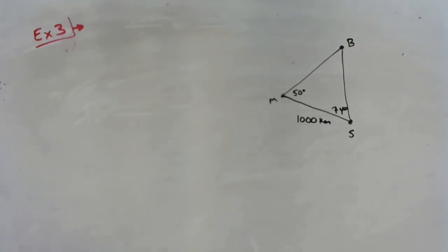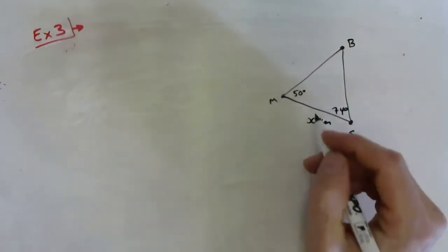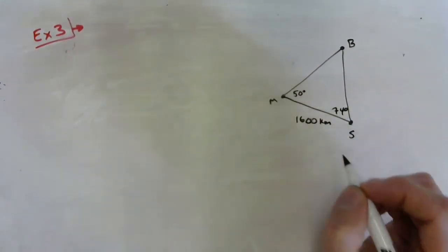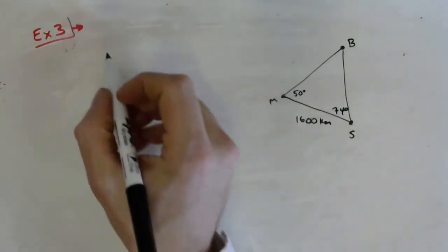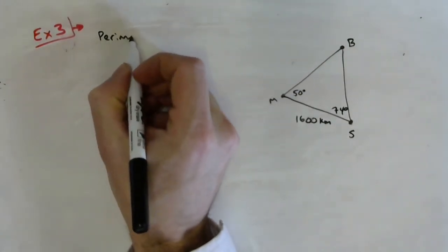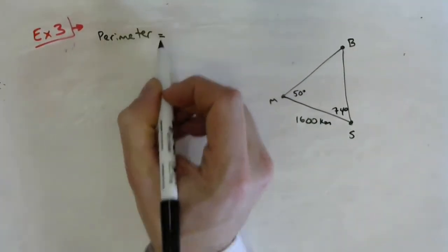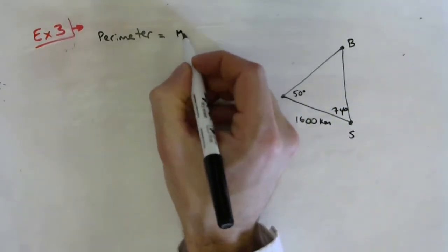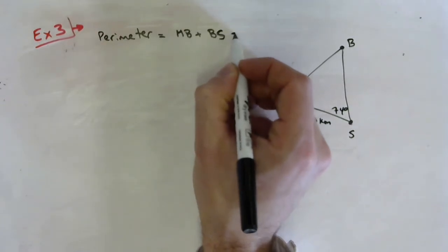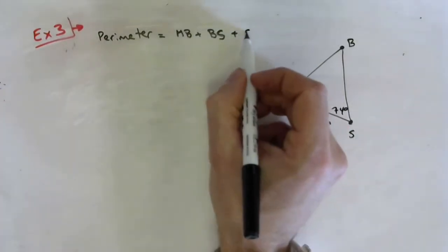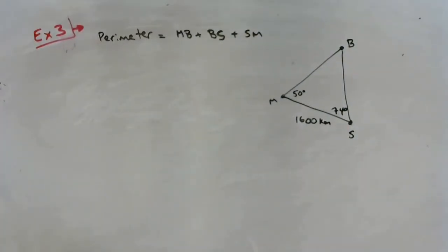So what's our goal here? Oh, it's 1,600, not 1,000. Couldn't see that in my diagram. 1,600. What do we need if we're finding perimeter? We need all the outside lengths of the sides. Yeah, we need side lengths. So we're gonna end up being MB plus BS or SB plus SM. That's our goal. That'll give us the perimeter.